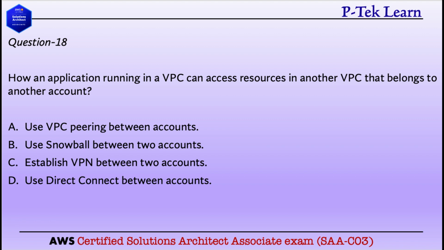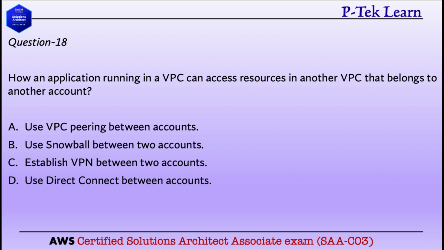Question number 18. How can an application running in a VPC access resources in another VPC that belongs to another account? A VPC is running in an account and wants to access resources of a VPC that belongs to another account. So how do we establish the communication between two VPCs belonging to two different AWS accounts? Let's go through the options. Option A.